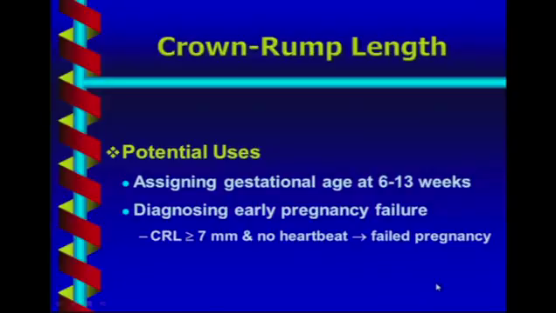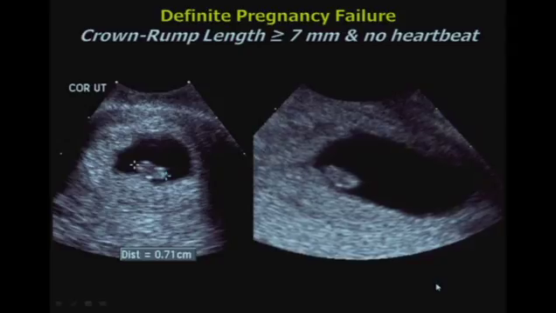What are the potential uses of the crown rump length? They are assigning gestational age at 6 to 13 weeks, and also diagnosing early pregnancy failure. Anytime the crown rump length is at least 7 millimeters and no heartbeat, you can diagnose definite failed pregnancy.